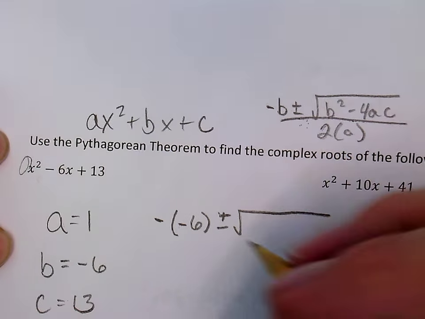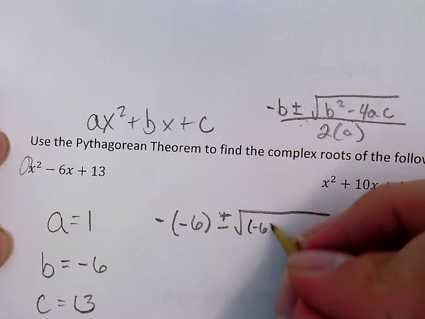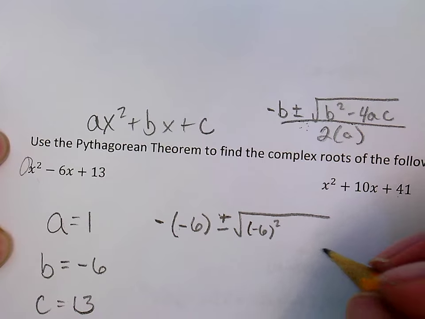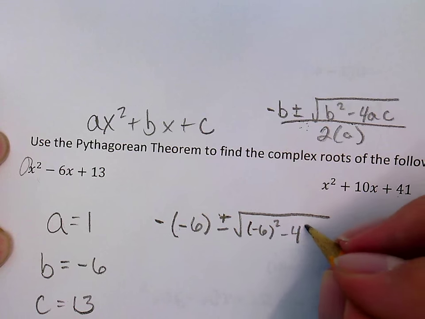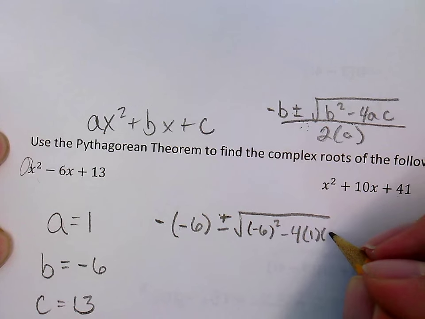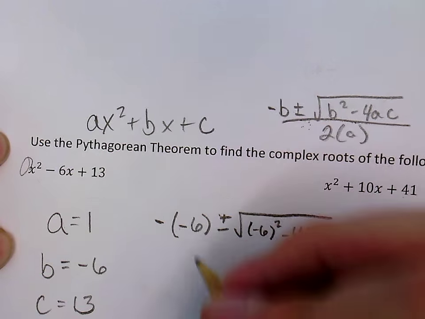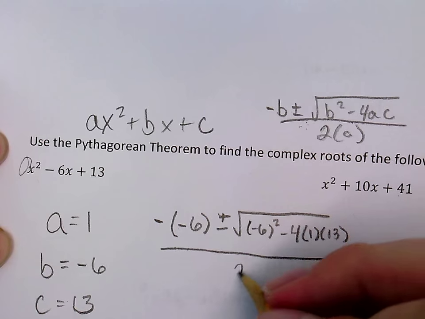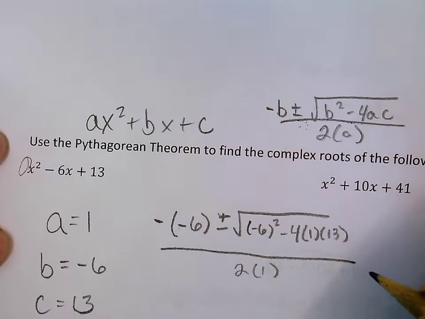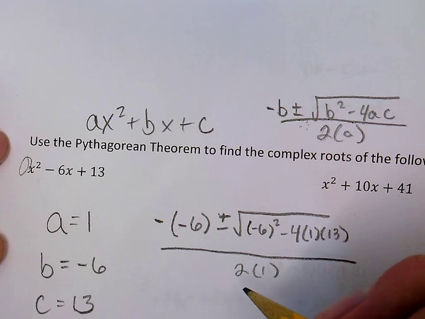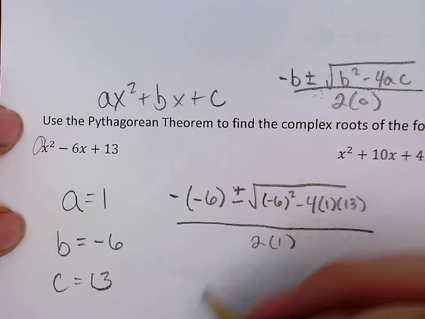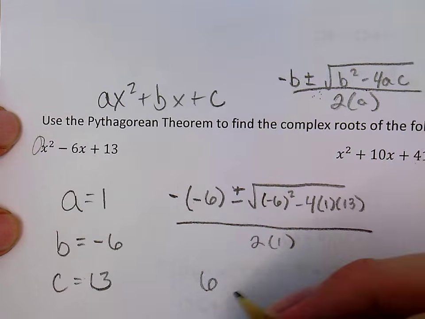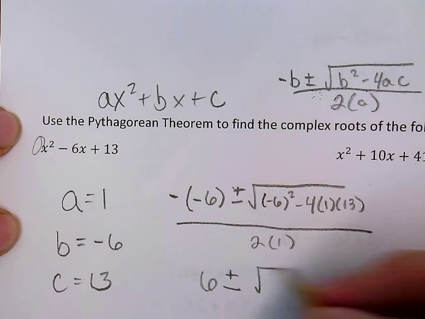a, b, and c. And this will be negative 6, and we'll square that. Minus 4 times 1, which is a, times c, which is 13, all over 2 times 1. Okay? So now I'm going to simplify this all. 2 negatives makes a positive 6. Plus or minus the square root.